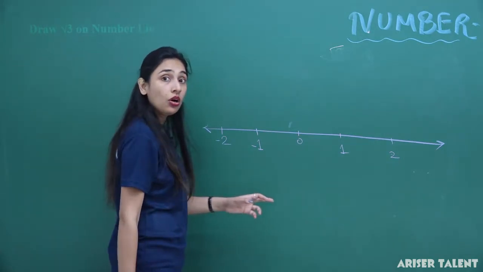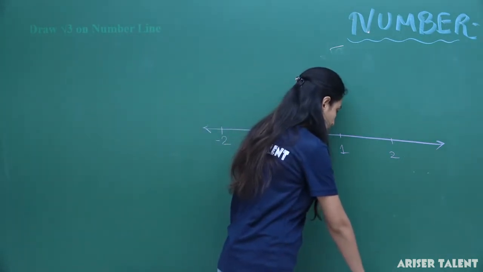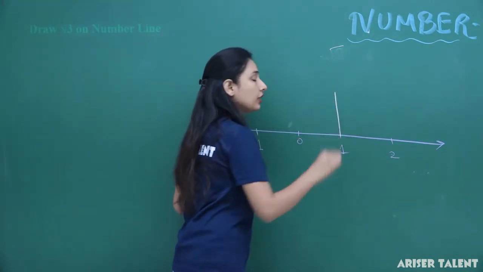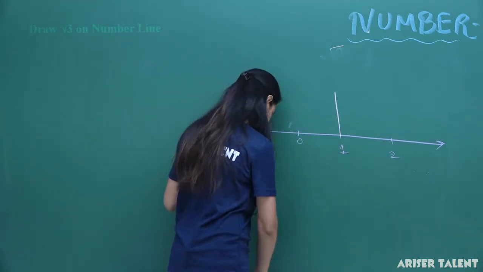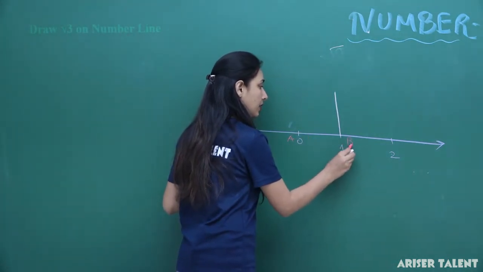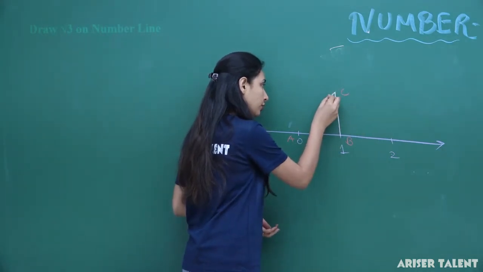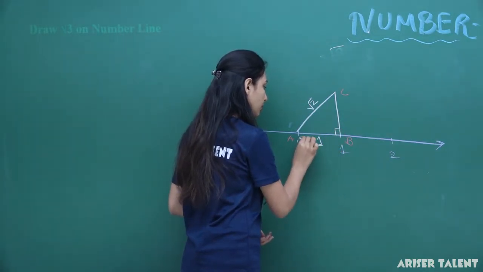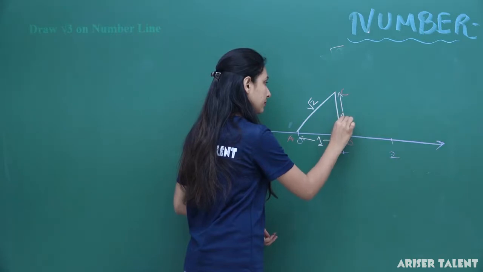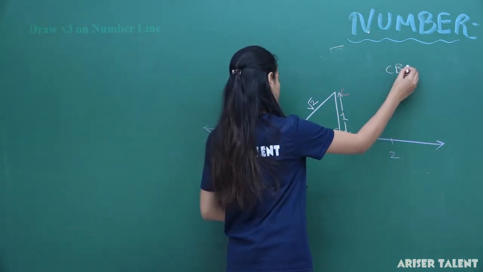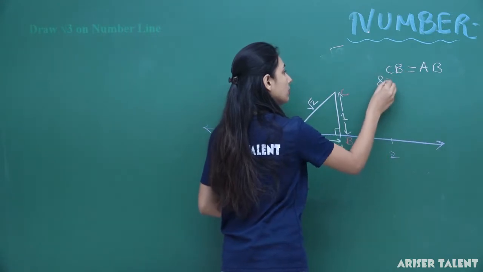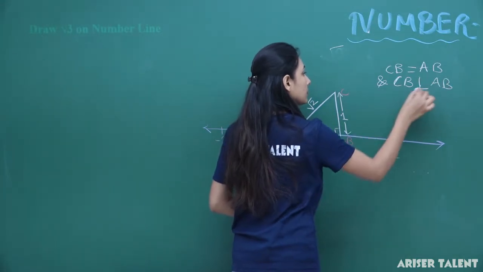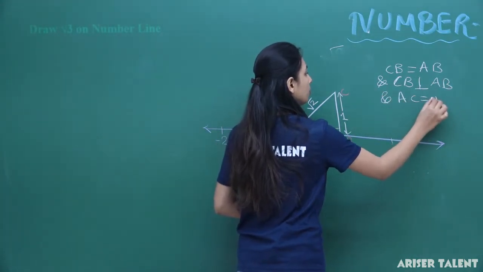So how did you draw root 2? For root 2, what did you do? You just constructed a perpendicular, that was your A, B and C, and this was your root 2. You constructed that. This is 1 unit, this is 1 unit. Here you were saying that CB equals AB and also CB was perpendicular to AB and AC equals root 2.